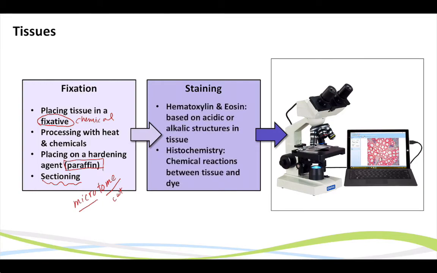After that, we have different types of coloring for different purposes. One of the most common is H and E, which stands for hematoxylin and eosin. It is based on the acidic or alkaline structure in the tissue. Other methods are also available, like histochemistry and immunohistochemistry, but we are not going into them right now. We just want to know, as an example, what H and E staining is.